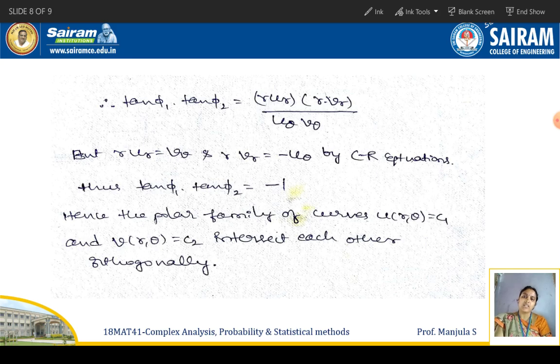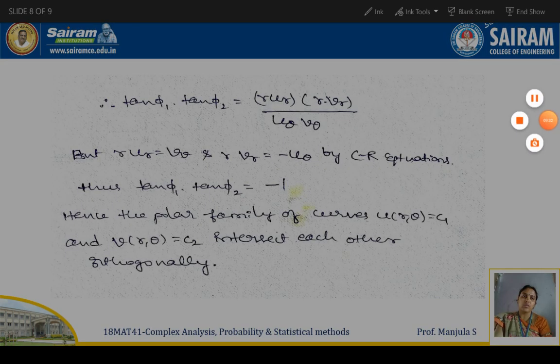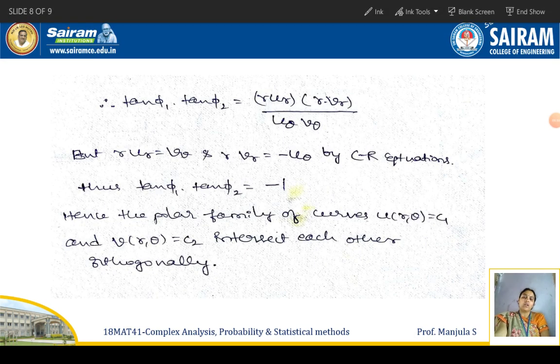With the help of this we can simplify the previous equation. Some of the terms will get cancelled. After a little simplification, we can write tan phi 1 into tan phi 2, and we get the result as minus 1. So this is our required result. Hence clearly we can conclude that the polar family of curves u of r comma theta equals c1 and v of r comma theta equals c2 intersect each other orthogonally. This is the proof of orthogonality both in Cartesian form and in polar form.